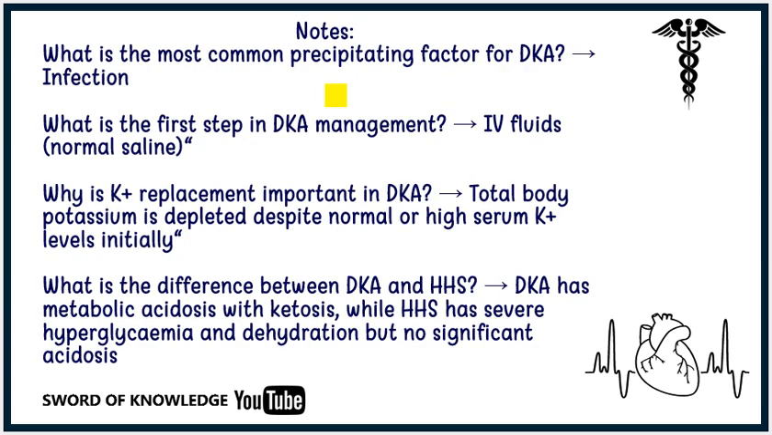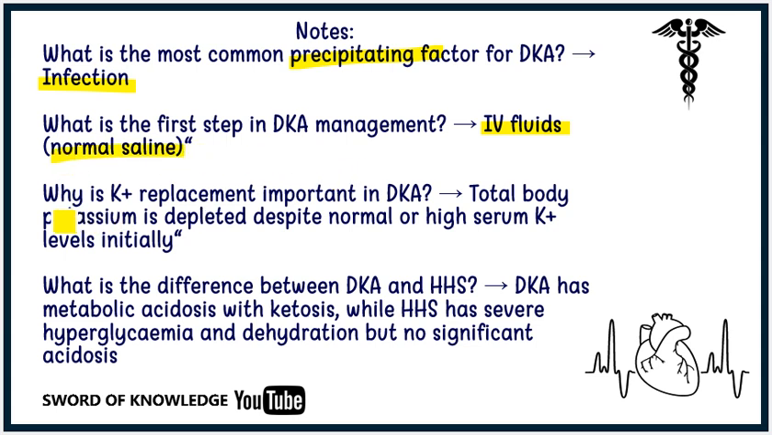Lastly, I have written some notes that will help you in future questions. What is the most common precipitating factor for DKA? Precipitating factor means something that increases the risk of DKA. This is infection, and it promotes DKA formation in patients who are already type 1 diabetic. And what is the first step in DKA management? It is IV fluid. Usually we use normal saline.